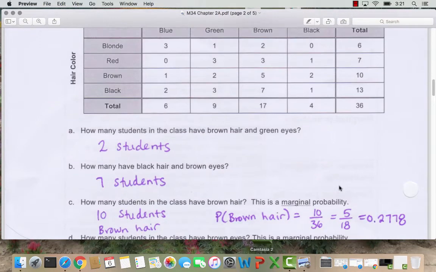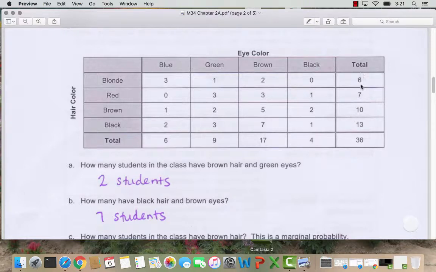So if we look back up here and check, we see these total up to 36, all the possible hair color totals, and then all the eye color totals also total 36. So this is a distribution. If we were to make these fractions, 6 out of 36, 7 out of 36, 10 out of 36, and 13 out of 36, they would add up to 36 out of 36 or 1 total. So we say this is a marginal distribution. Here are the values for hair color, and then down here are the values for eye color.